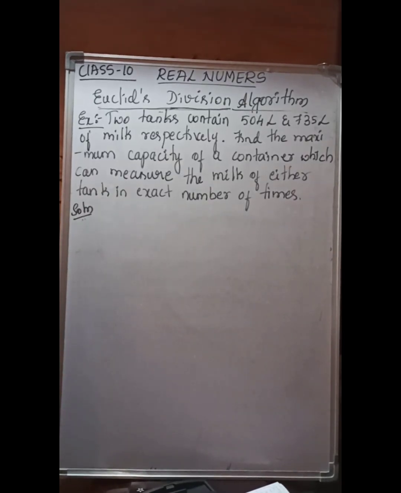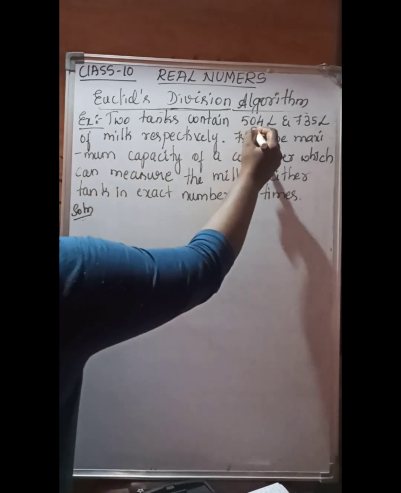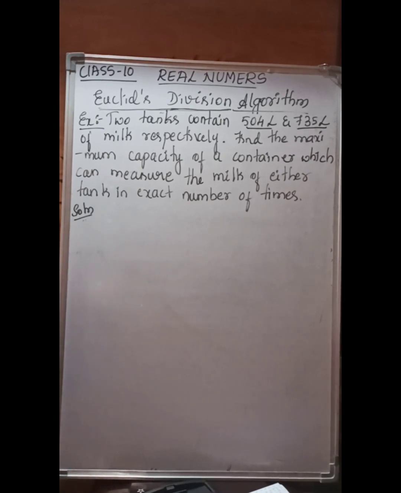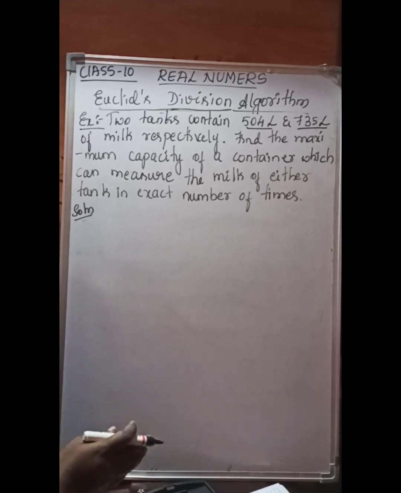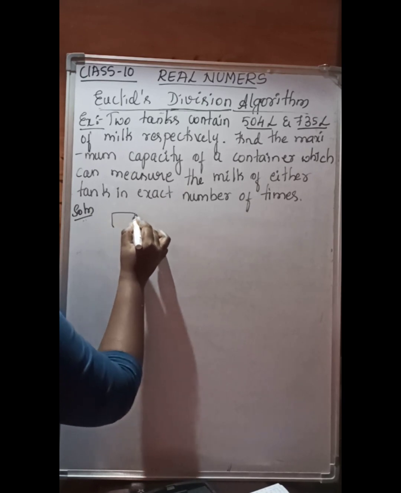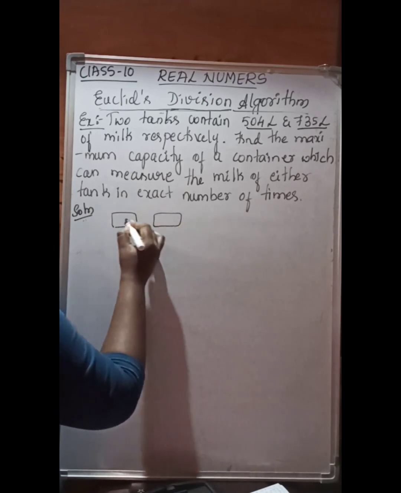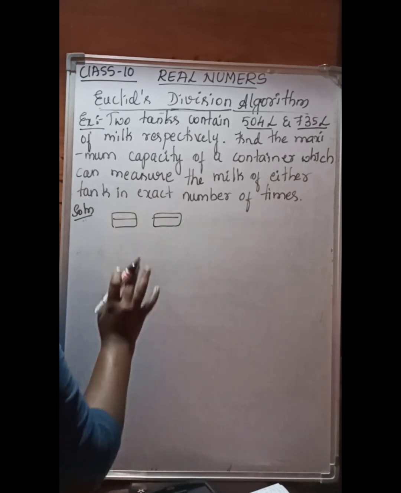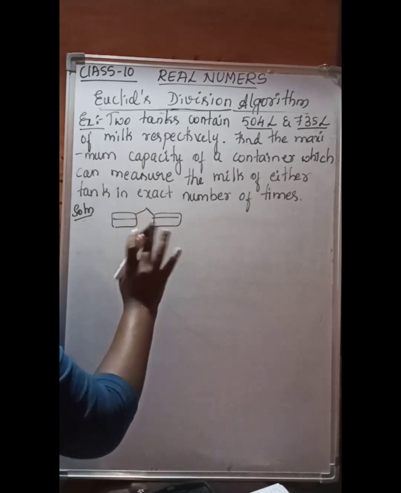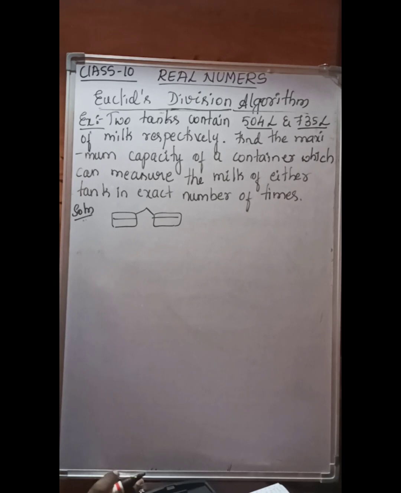Next example is: two tanks contain 504 liters and 735 liters of milk respectively. Find the maximum capacity of the container which can measure the milk of either tank in an exact number of times. What you have to find out? When you fill any tank, what is the maximum capacity both tanks can be measured with, so that if you measure a number of times it should give the same value.